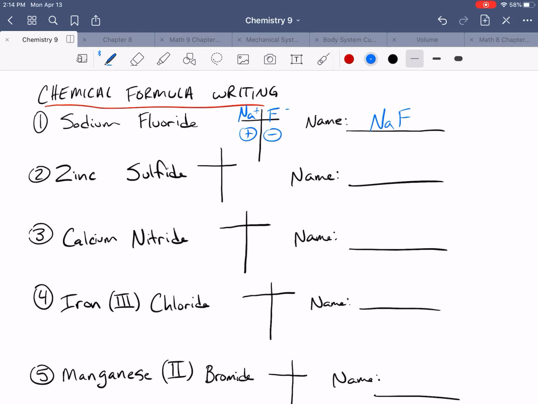So the chemical formula here would be NaF, because there's actually just a total balance there. You don't have to actually put any numbers in. So then you're done. That's it. Balanced and easy and good to go.